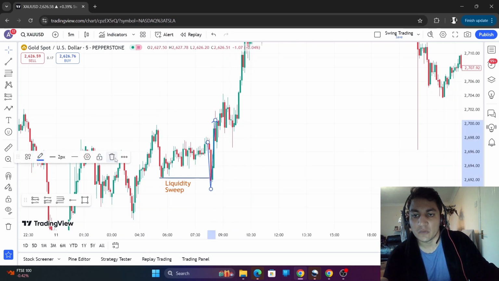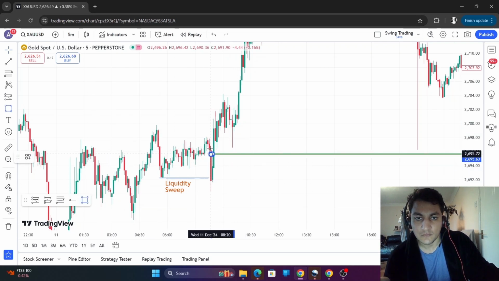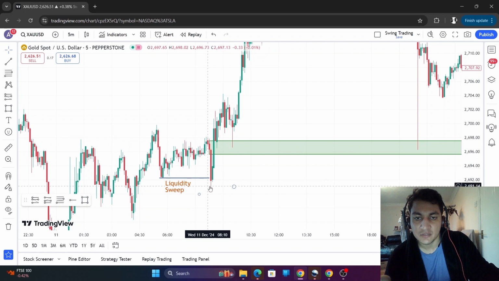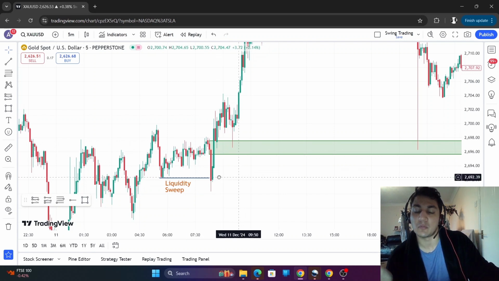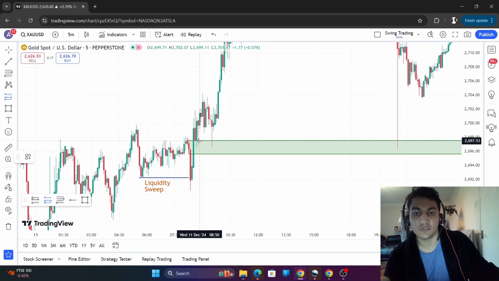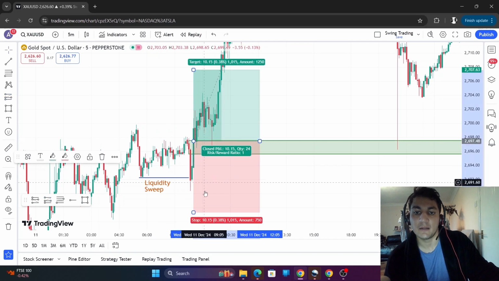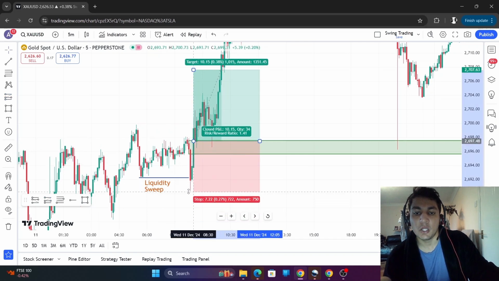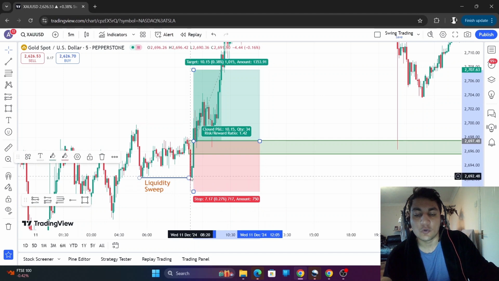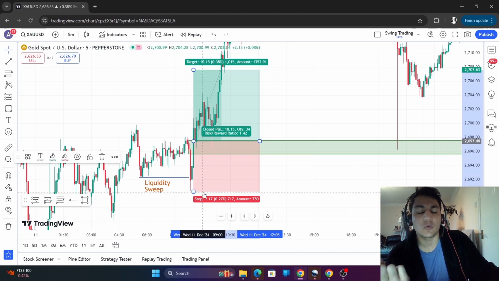So we've got a fair value gap that forms here. It forms after the liquidity sweep, and any entry on this fair value gap is high probability. So what you're going to do, as soon as the bullish fair value gap forms, is enter on the fair value gap. You're going to put your stop loss at the liquidity sweep low. This candle here, that was your liquidity sweep. That's where you're going to put your stop loss.